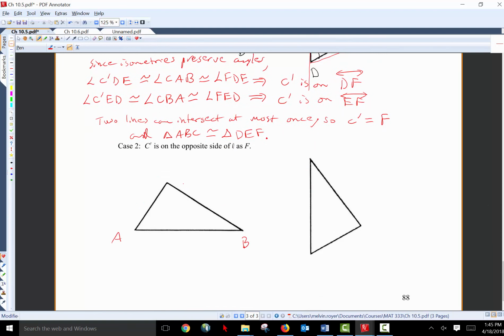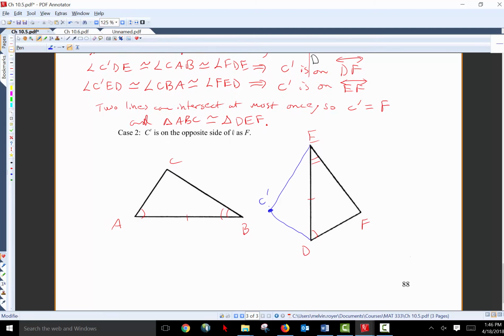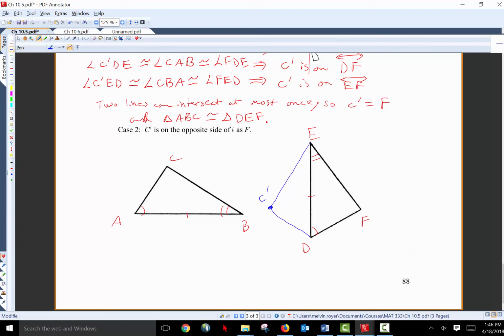Here's still A, B, C, and D, E, F, and we still have congruence here and here, here, and this side. But now the new triangle is over here. Here is point C prime. And T took triangle ABC to this new blue triangle.